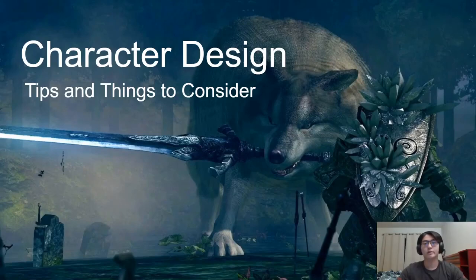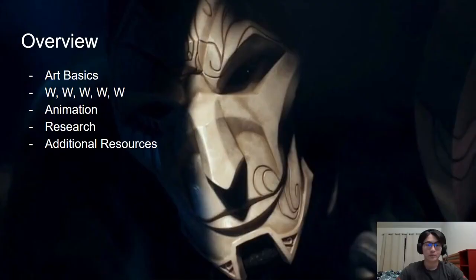Today's lecture is about character design, and this is targeting the artists in our class. So character design is a little foggy. There's not really a strict set of guidelines that tells you what a good character design is. Instead, good character design is usually thought of as any character that makes sense in the context that they're in. And in order for that to work, we're going to be talking about some tips and some things to consider when designing your character. In our overview here, we're going to be looking at the basics of art, the 5 W's, animation, research, and then giving you guys some additional resources that you may like to see.